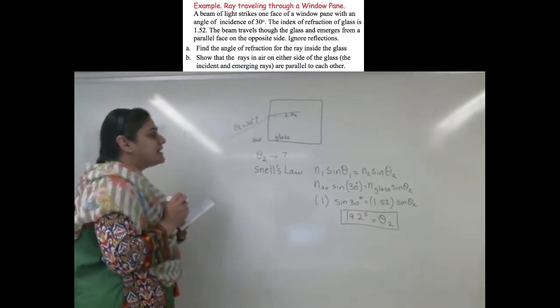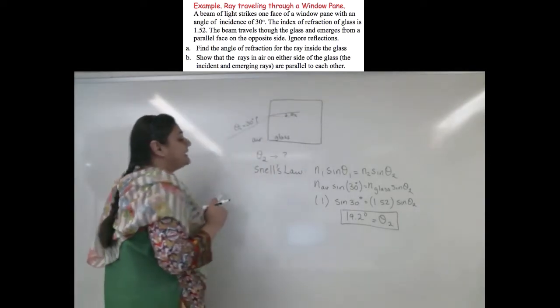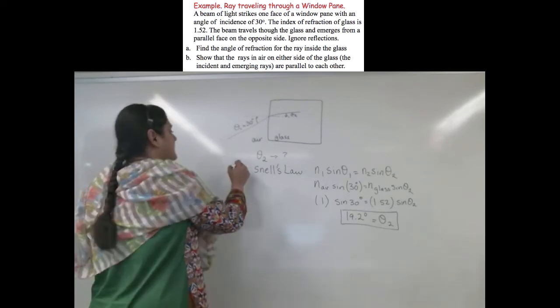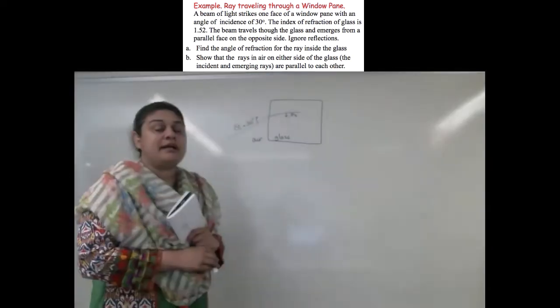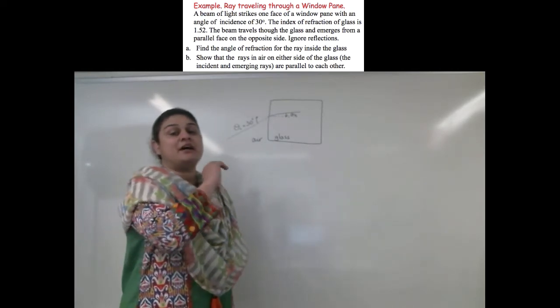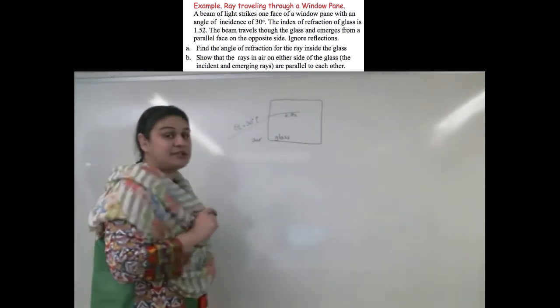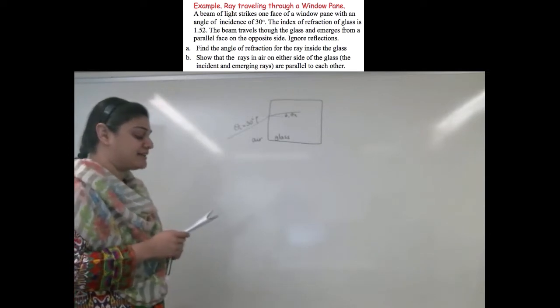So my incident angle is theta 2, my refracted angle inside plane 1, which is about 19.2 degrees. That's part A. Now let's talk about part B. In part B, it says that the rays that emerge out of this are going to be parallel on either side of the glass.